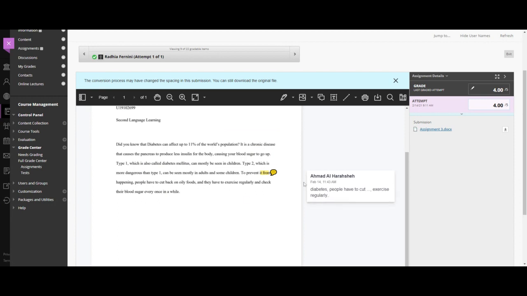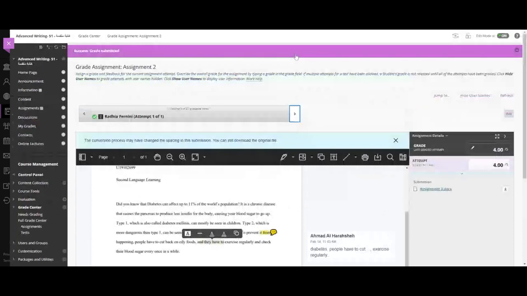Excellent. From here, I have a note for you, Radia. To prevent diabetes, you should say, to prevent diabetes, people have to cut back on oily foods. Delete the part about it happening. People have to cut back on oily foods, exercise regularly, and check their blood sugar every once in a while. Have you got the idea, Radia? To prevent diabetes, people have to cut back on oily foods, exercise regularly, and check their blood sugar. Yeah, excellent, Radia, excellent.